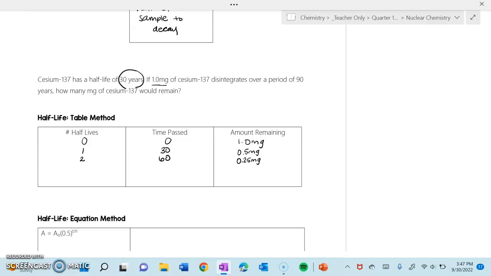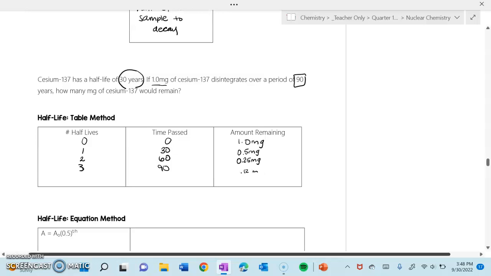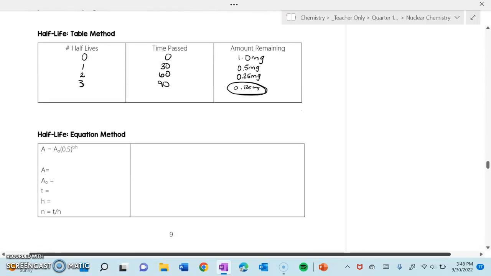We need to stop when we reach 90 years. So let's do another half-life. 3 have passed now with 90 years, 0.125 milligrams. There is our answer. After 90 years, 3 half-lives have passed, 0.125 milligrams will be left.